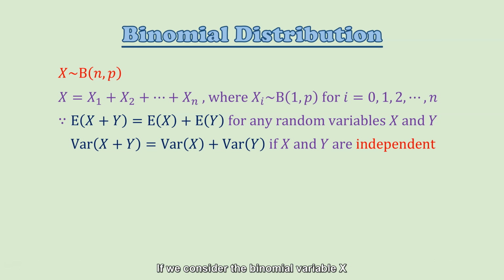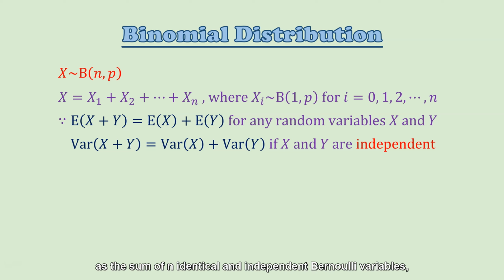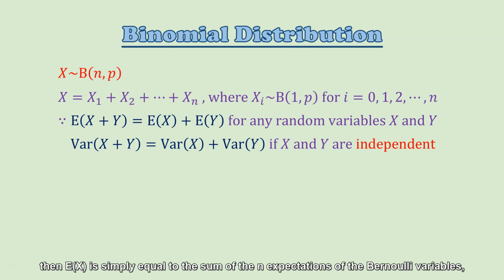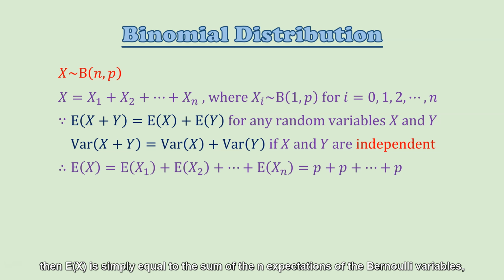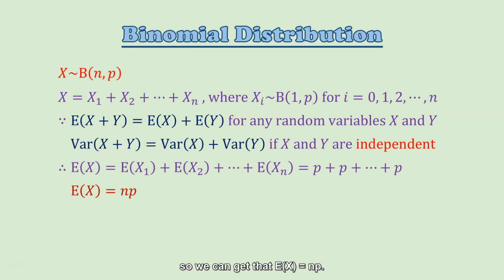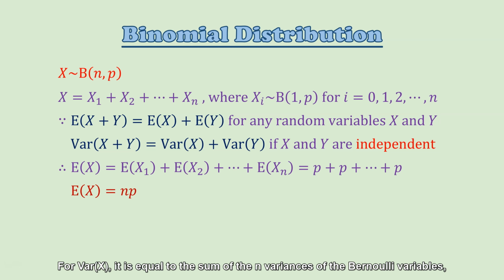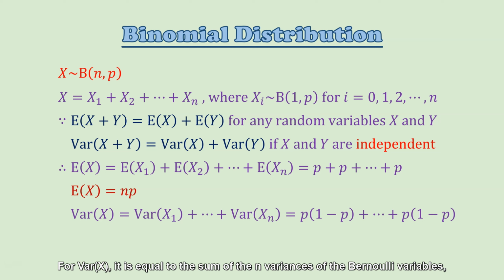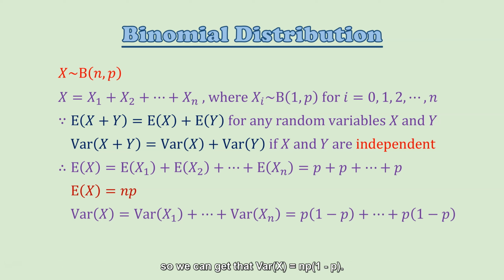If we consider the binomial variable X as the sum of n identical and independent Bernoulli variables, then the expectation of X is simply equal to the sum of the n expectations of the Bernoulli variables. So we can get that the expectation of X is equal to n times p. For the variance of X, it is equal to the sum of the n variances of the Bernoulli variables. So we can get that the variance of X is equal to n times p times 1 minus p.